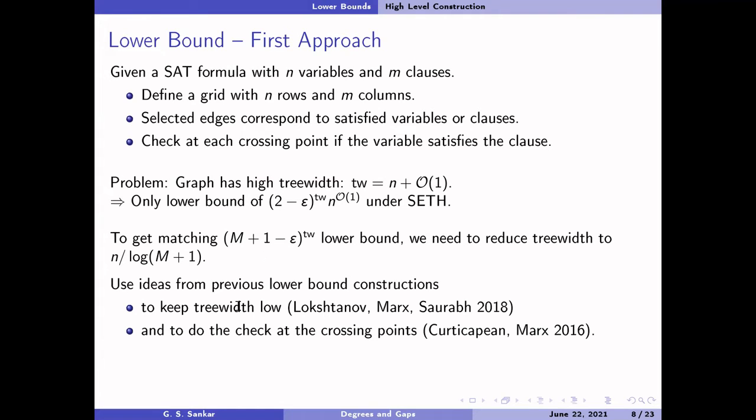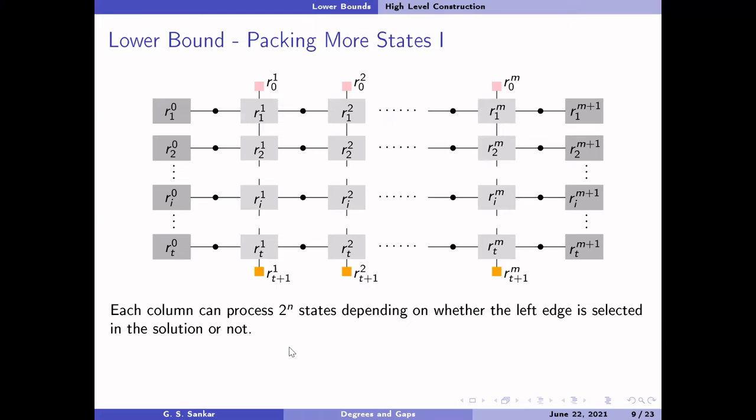The first idea to keep the tree width low is from this 2018 paper. And to do the verification at the crossing points, we'll use some ideas from this 2016 paper. So this is what the high level structure looks like, or the simplest way to do it. So we have one row for each variable and 1 column for each clause. And these boxes basically check whether this row satisfies this clause. And what we'll be doing is we'll be storing the assignment of this variable on the edges, right? So if this variable is selected, we'll select this edge into the solution. And if it's not, we'll not select it in the solution.